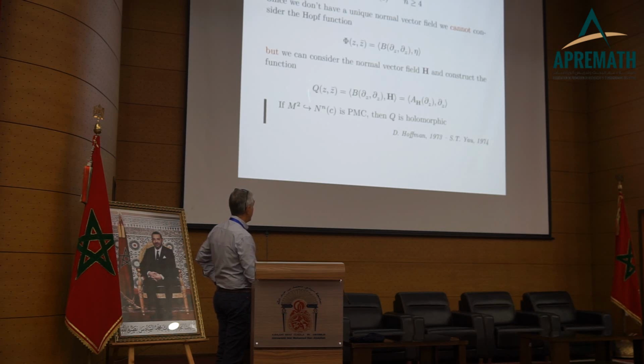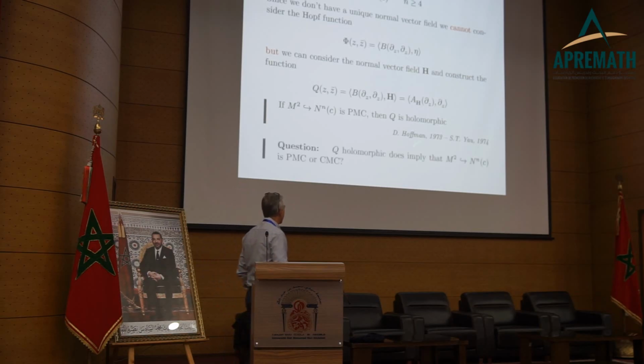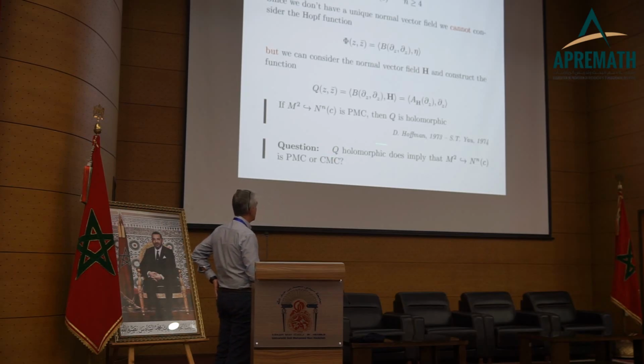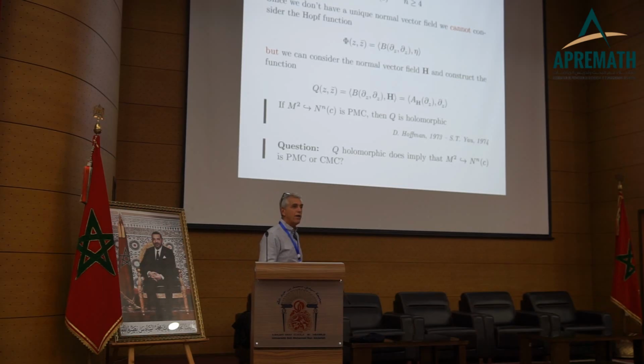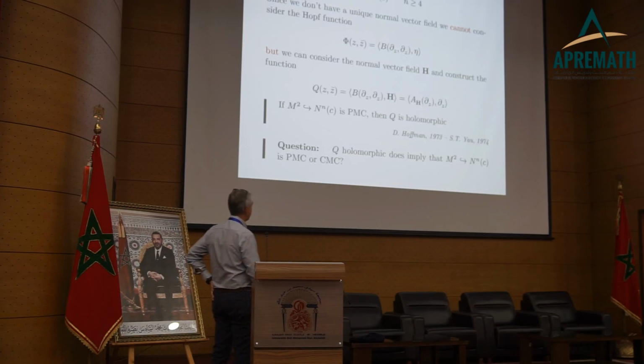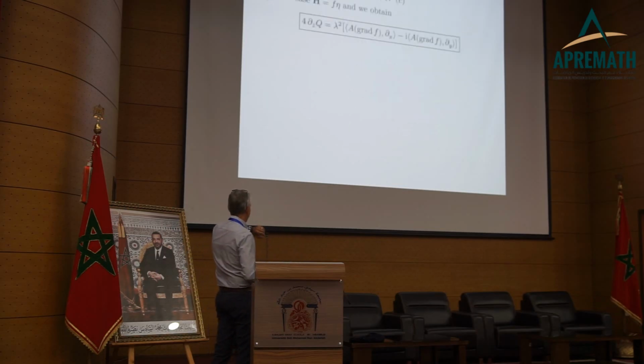But the result of Hoffman and Yau was that actually if you have a surface which is PMC, then Q is holomorphic. So, my question is, under what condition does Q holomorphic imply that it's PMC or CMC? So, under what condition do we have the other way around of this fact? And this question is actually interesting also for surfaces in a three-dimensional space form. So, let's do the computation.